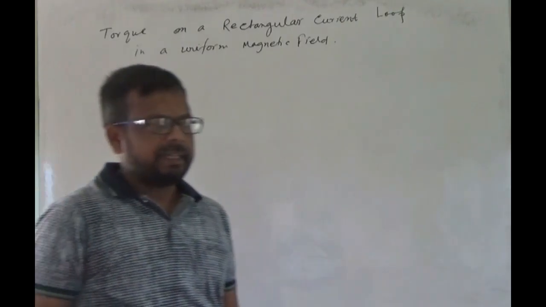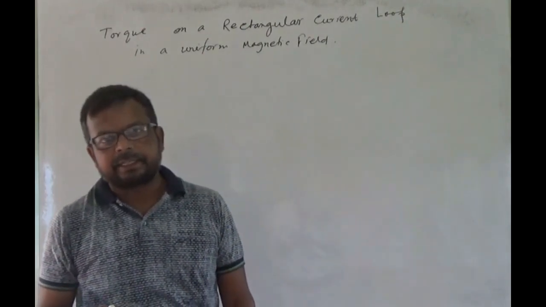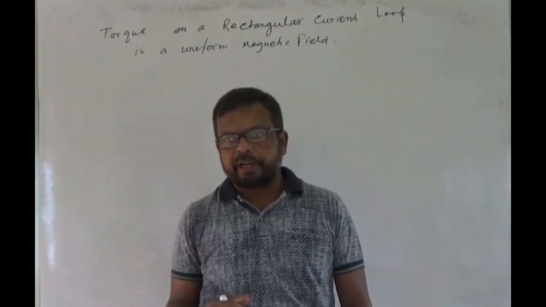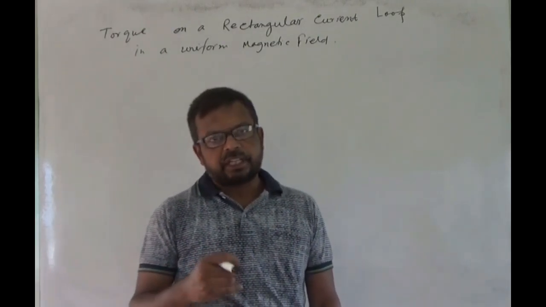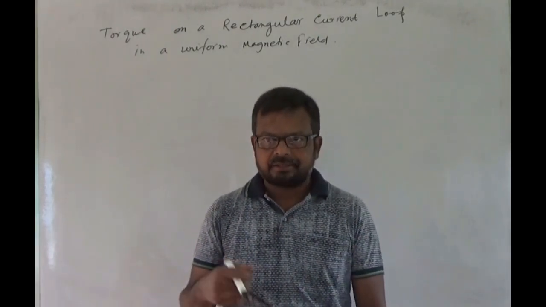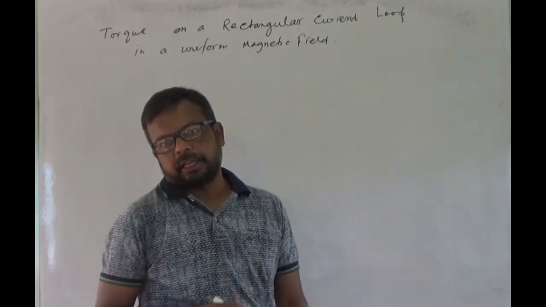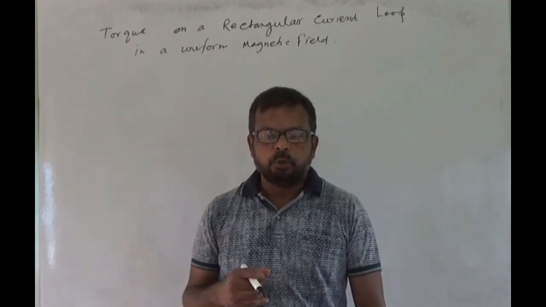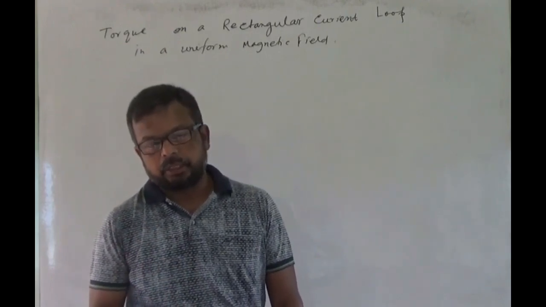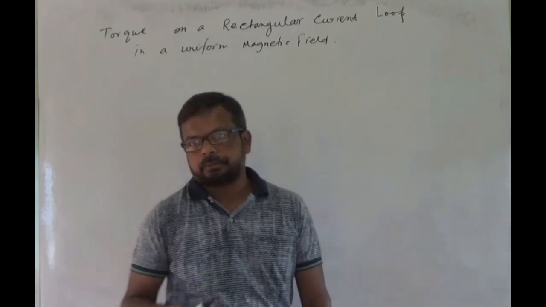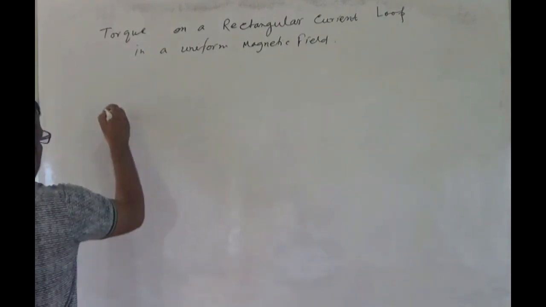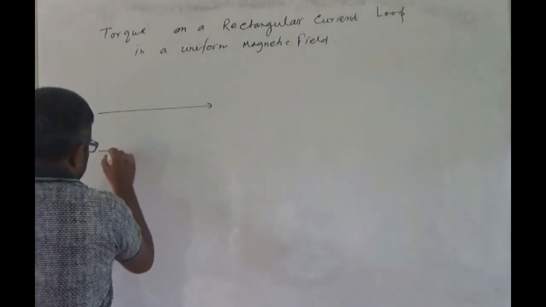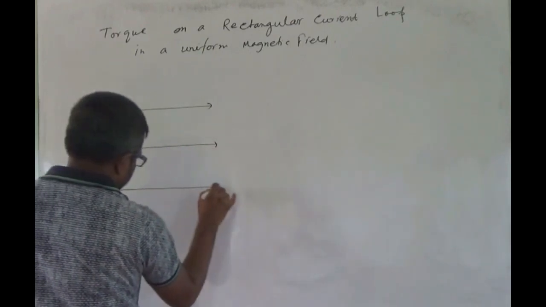We are going to show that if we place a rectangular current carrying loop in a uniform magnetic field, then the net force acting on the loop will be 0, but there will be a torque acting on the loop, and now we are going to deduce that expression for the torque. Now let us see. Let us draw the picture.